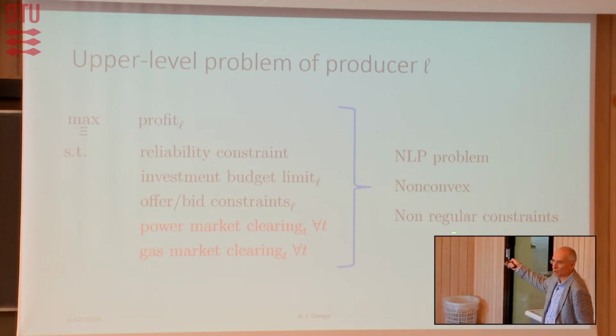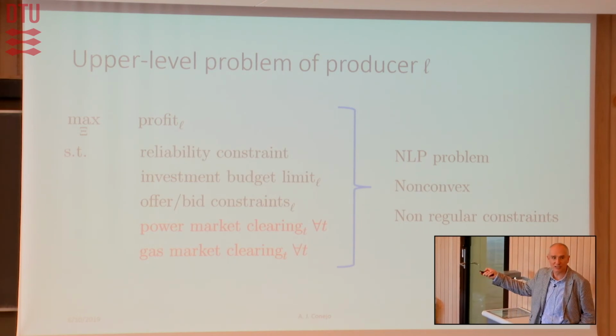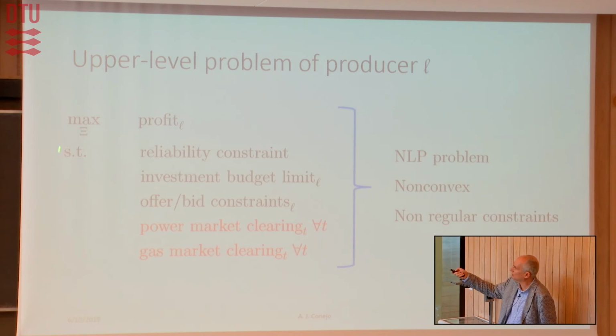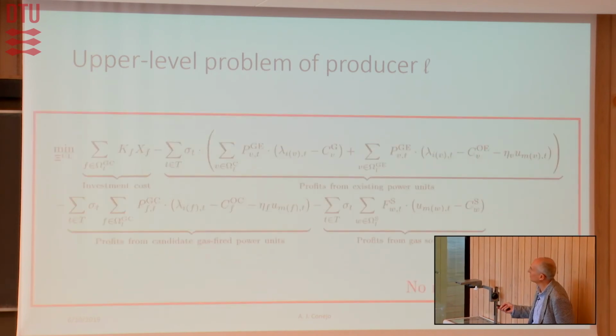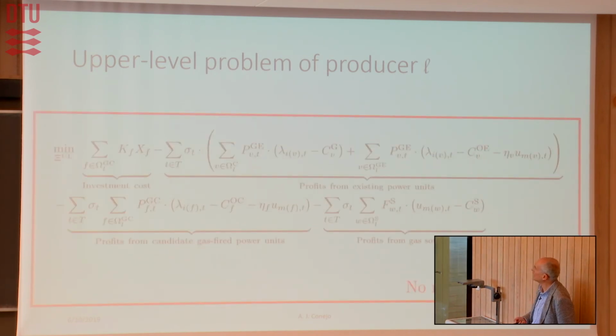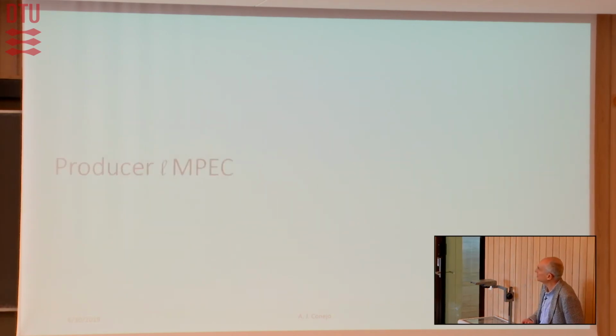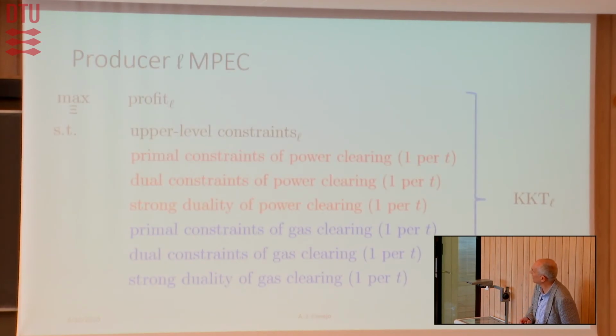They are non-regular constraints, and this produces the problem that I mentioned: if we take the KKT conditions of this problem, we identify stationary points and more points in addition to those ones. So this is how the upper level problem looks in this case. So the producer MPEC is going to be like that.